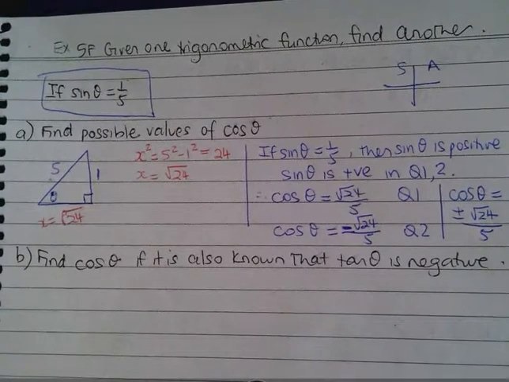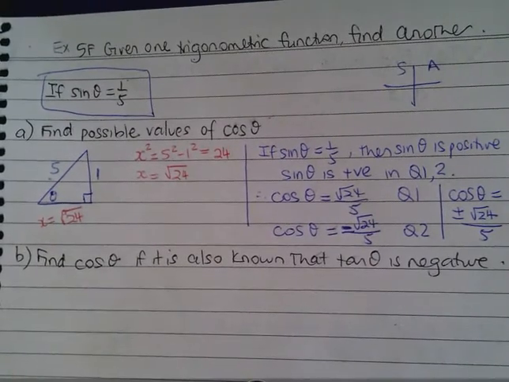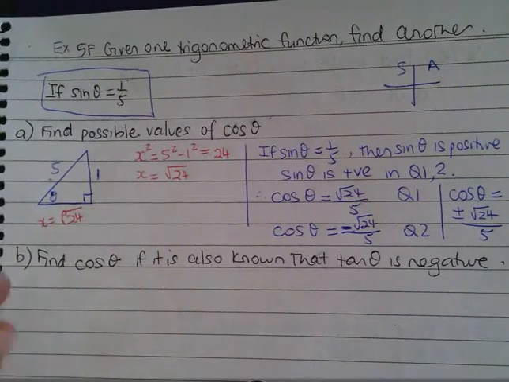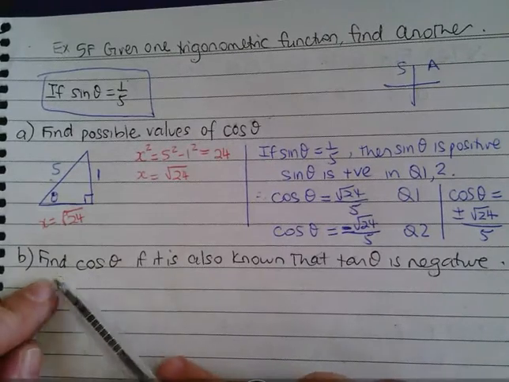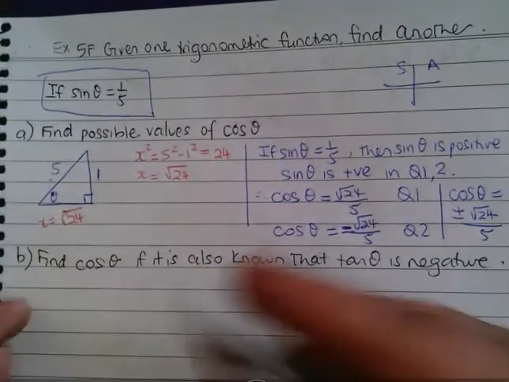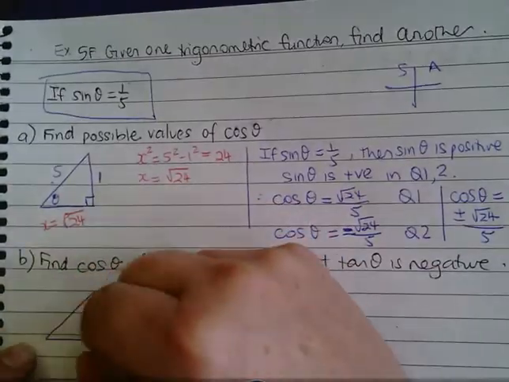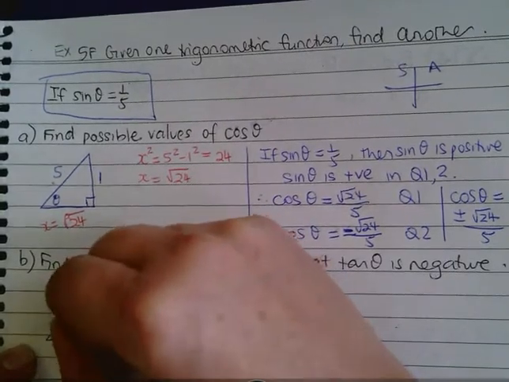Now, often they're not going to ask you for two answers. They're going to narrow it down to a quadrant for you. So after this question, all our other questions, there will be only one specific quadrant. But in part B, they're giving me a bit more information. Same question in part B. So I'm going to draw the triangle again.